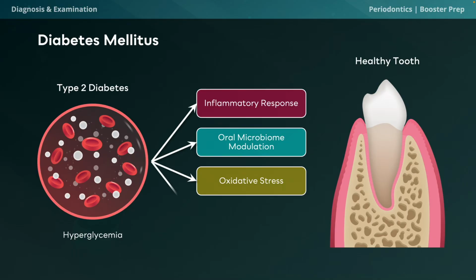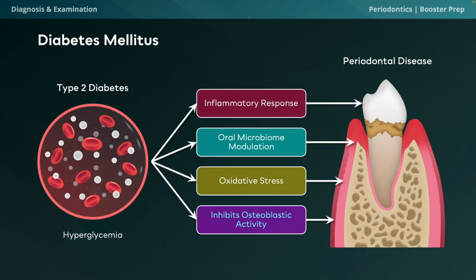The disease also heightens oxidative stress, which further damages tissue and impairs healing, making it more difficult to control these infections. Another high-yield point to remember is that diabetes inhibits osteoblastic activity, which reduces bone formation and impairs the body's ability to regenerate bone around affected teeth or implants. Overall, poorly controlled diabetes not only accelerates the progression of periodontitis and peri-implantitis, but it also complicates their treatment and healing, requiring careful management to mitigate these effects.